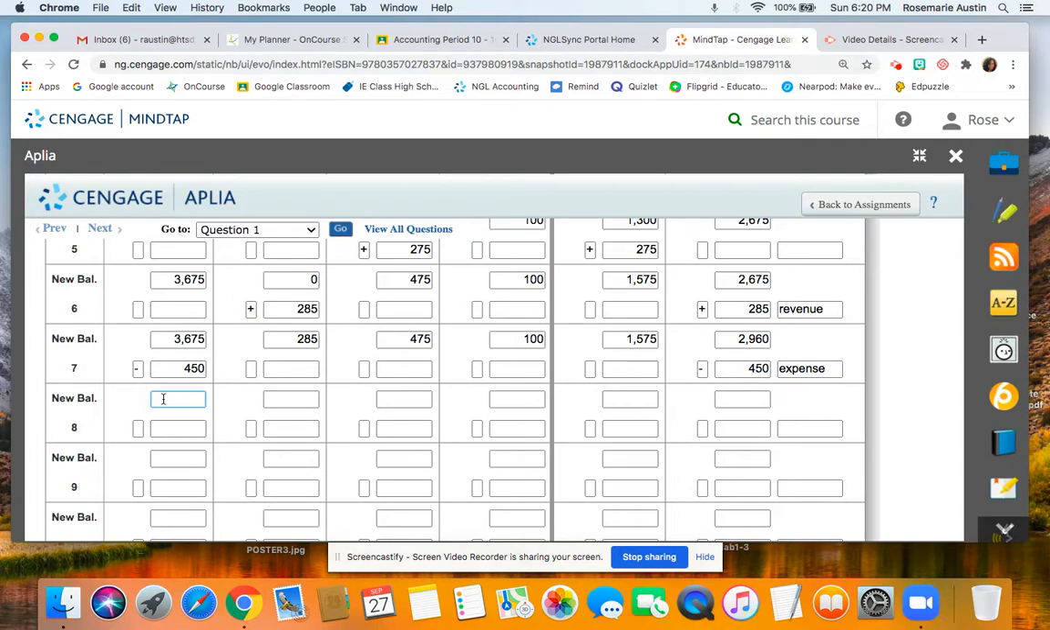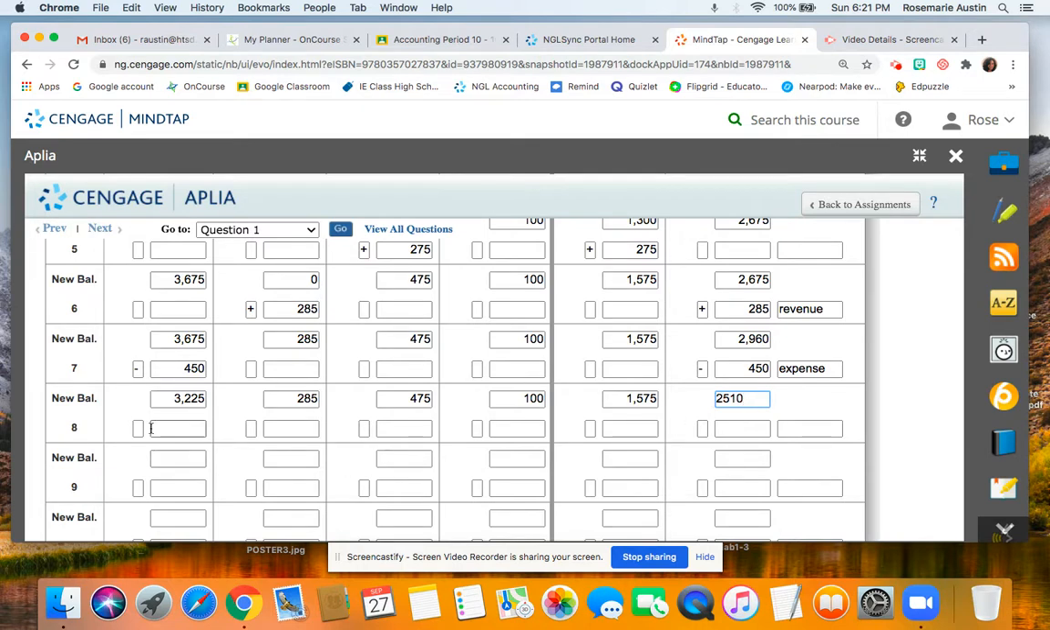All right. New balances. So your cash is $3,675 minus 450 is $3,225. Okay. Dr. Shepard's balance remains the same. That was not affected in that transaction. Neither was the supplies, $475. Neither was the insurance. Neither was Paws and Claws. That still stays the same. And owner's equity goes down from $2,960 minus $450 goes down to $2,510.